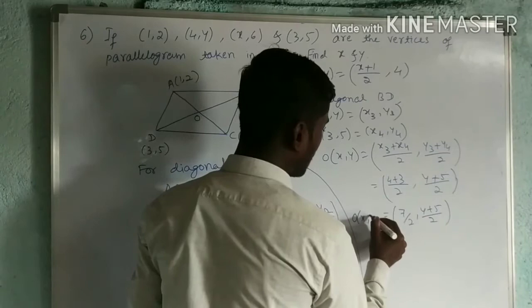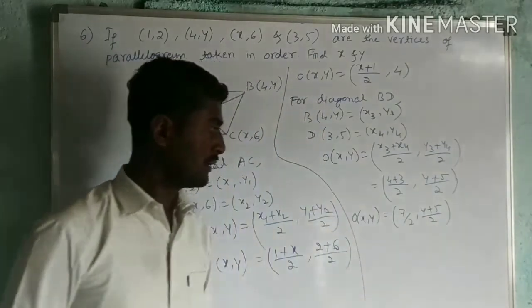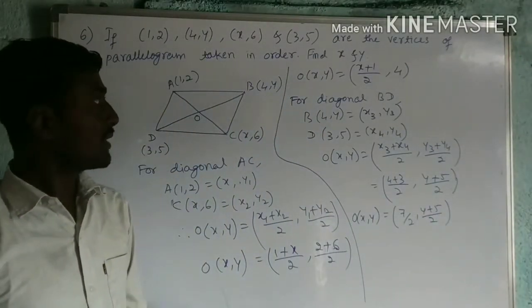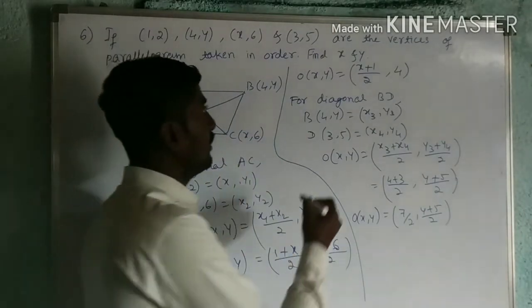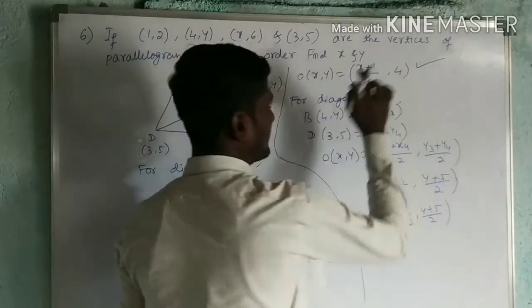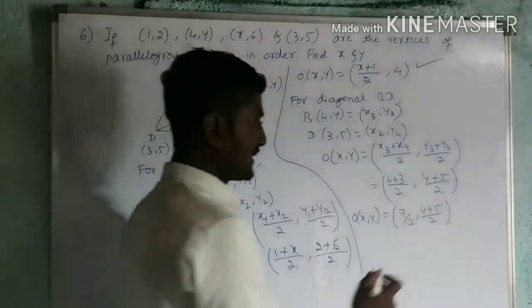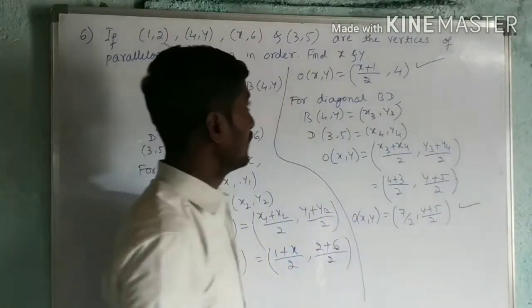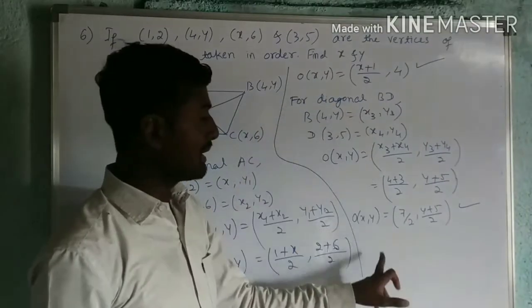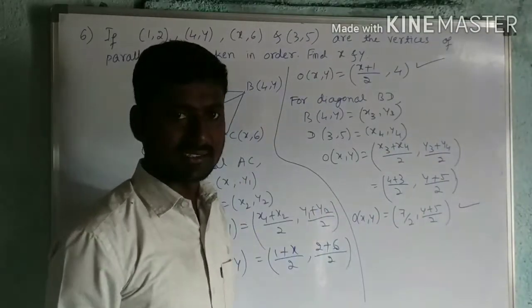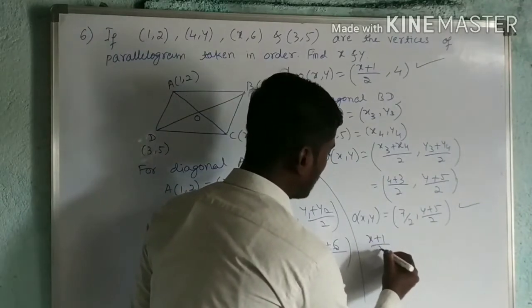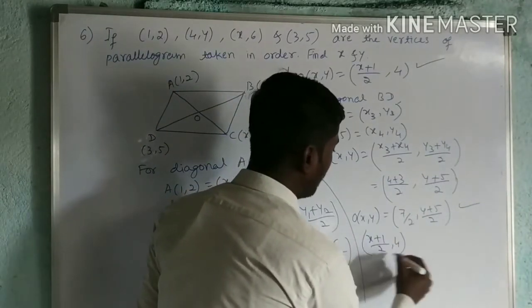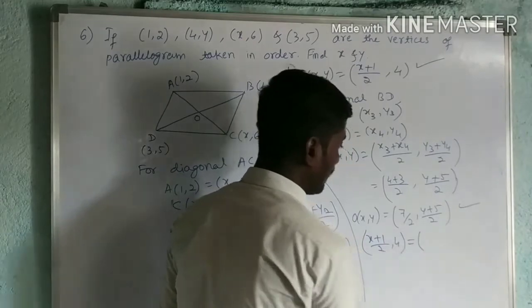O of x comma y. But one thing you should remember, we are going to find x and y. Keep it in mind. Now here O of x comma y is this one and here O of x comma y is this one. So both LHS are equal. Then automatically I can equate the RHS. So here it means what? X plus 1 divided by 2 comma 4 must be equal to 7 by 2.